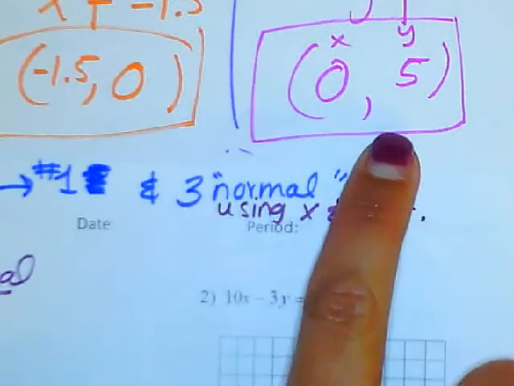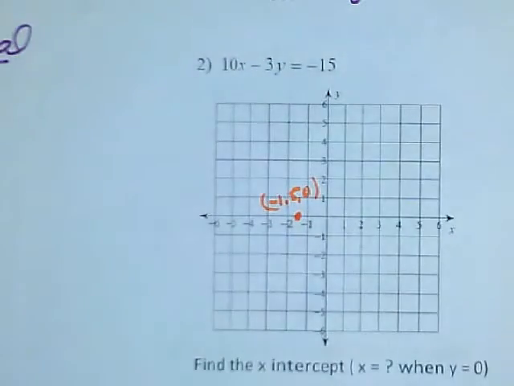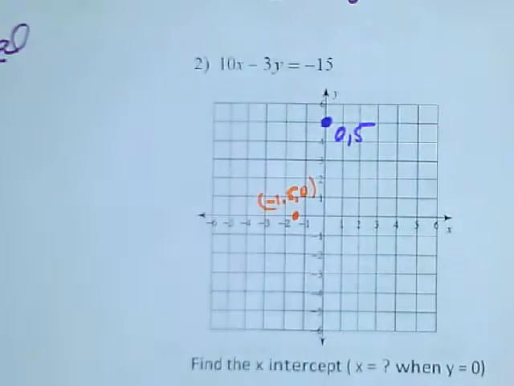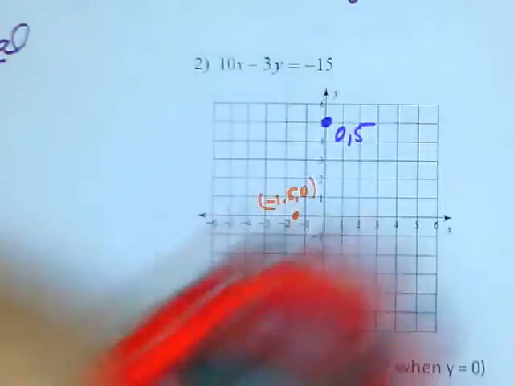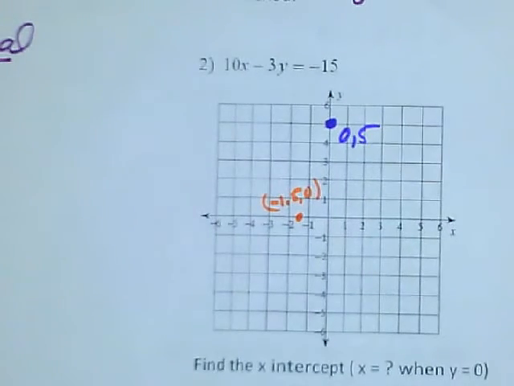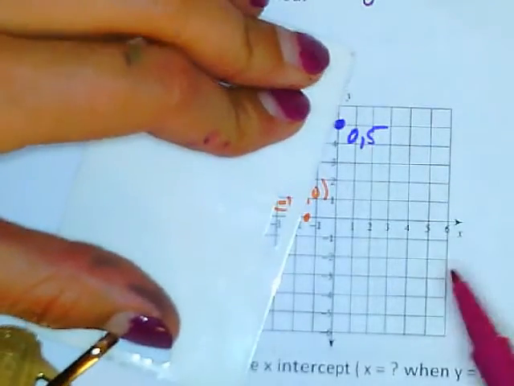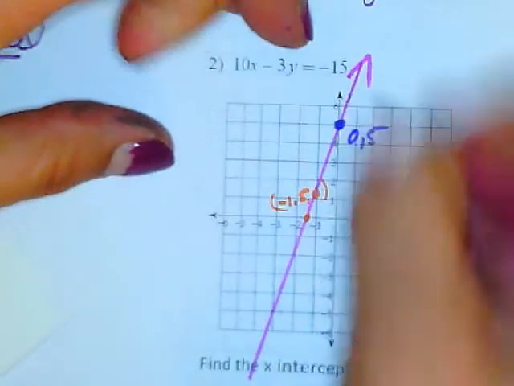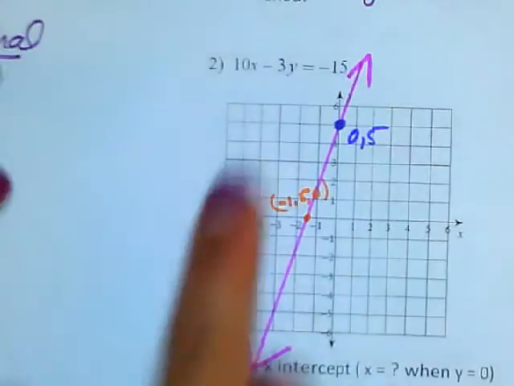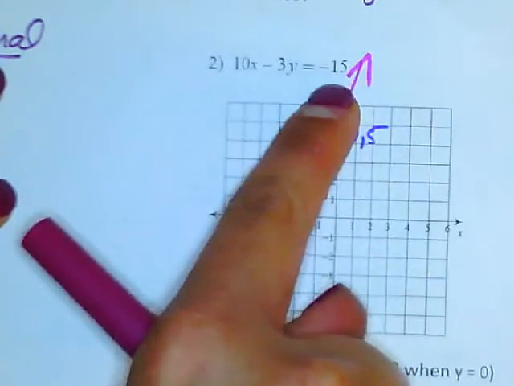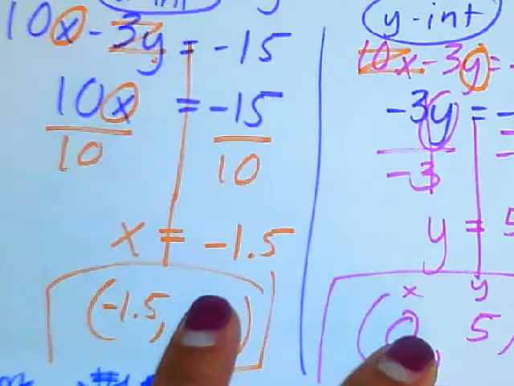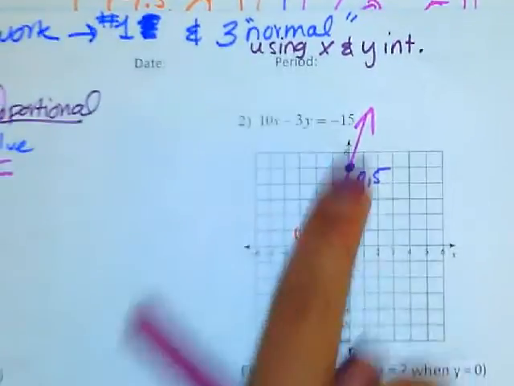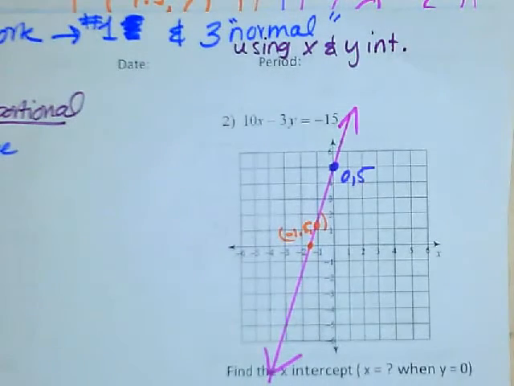My other point was 0, 5. So over here I go 0, 5. Okay, and after that, I'm going to take my ruler, in this case my ID, because I don't know where my ruler is, and unite those points to make my graph. So that's how you take a standard form equation, solve for the x and the y intercepts, get those 2 points, and use those 2 points to get the graph of the equation.